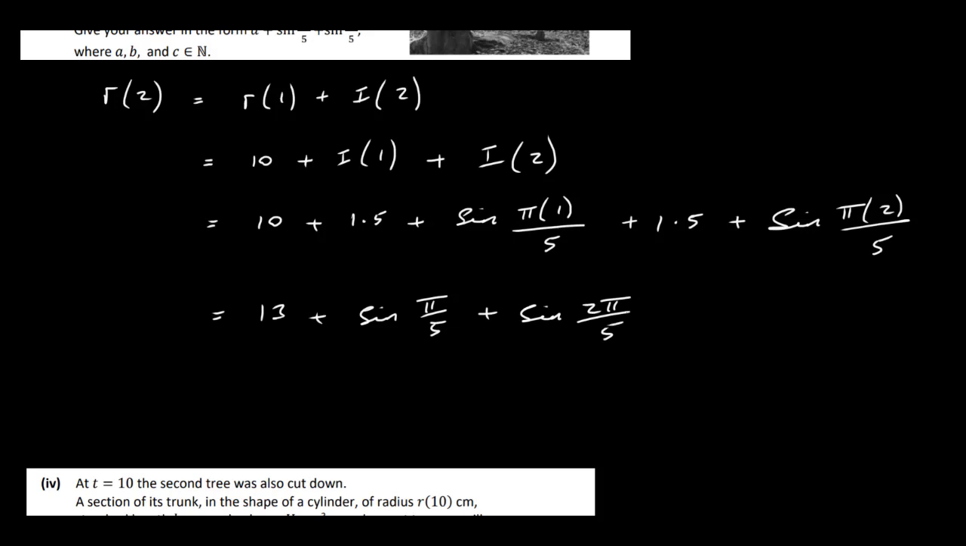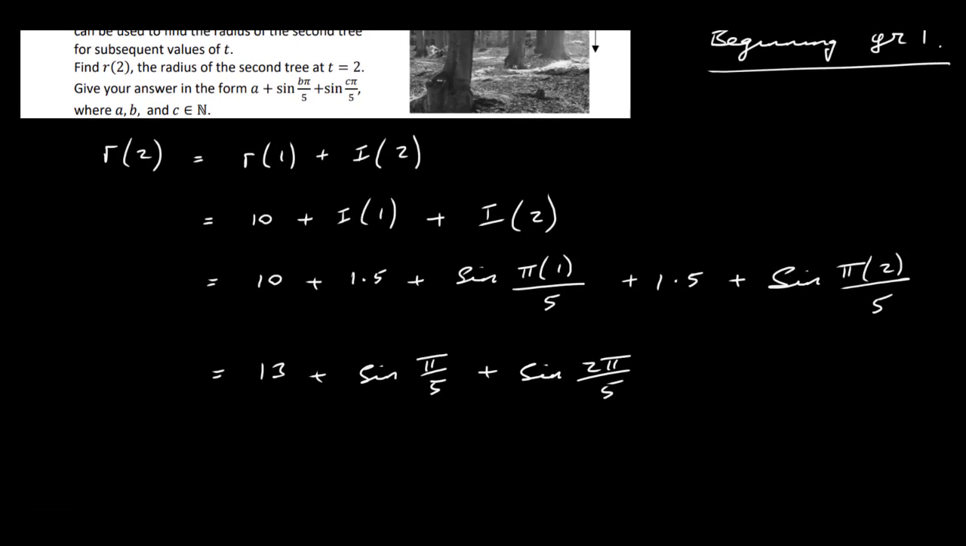So you can see here the pattern. You're going to have some number here plus sine 1 pi over 5 plus sine 2 pi over 5 plus sine 3 pi over 5 if it was 3 years, and so on and so on. So that is the way they want the answer, I think, isn't it? This is our a. Sine b, the b here is just a 1. There's a 1 there. We can put it in if you like. And then sine c over 5.